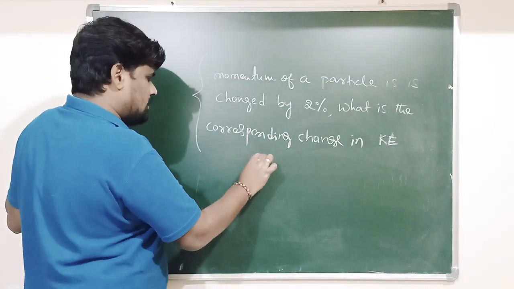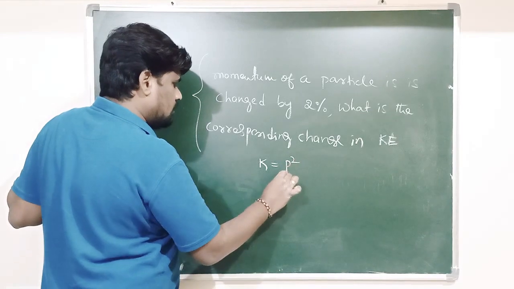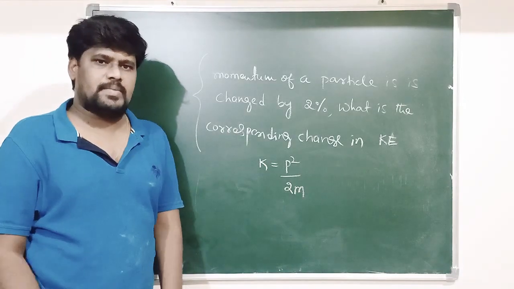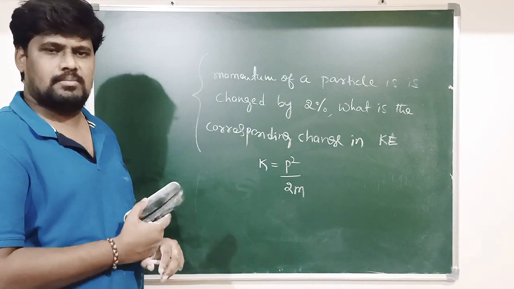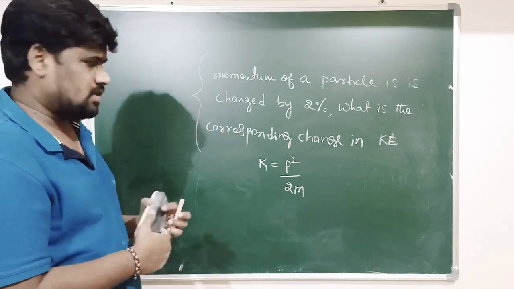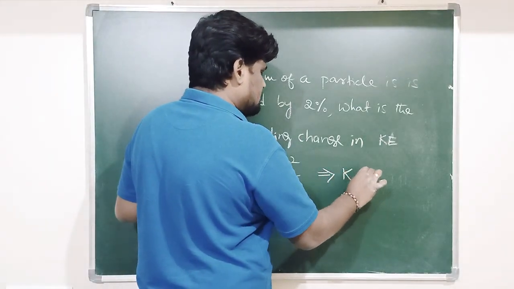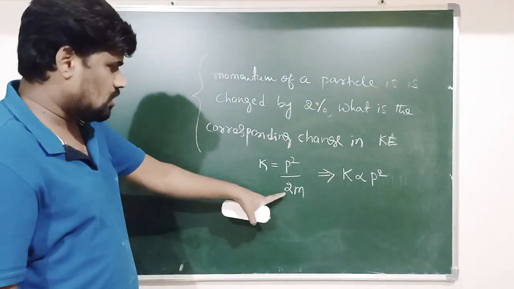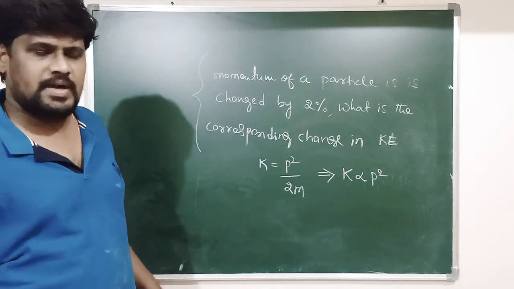What is the formula to calculate the kinetic energy? The kinetic energy can be calculated by using the formula K equals P square by 2m. Focus here: only the momentum is changing, but the mass of the particle remains constant. This implies kinetic energy is directly proportional to the square of the momentum, since mass is constant.